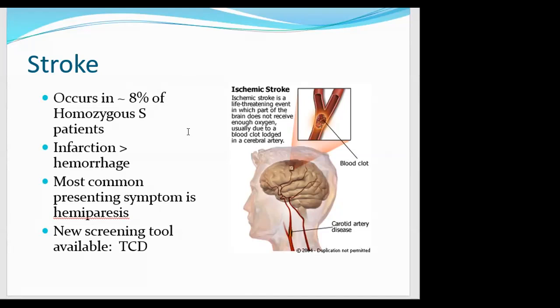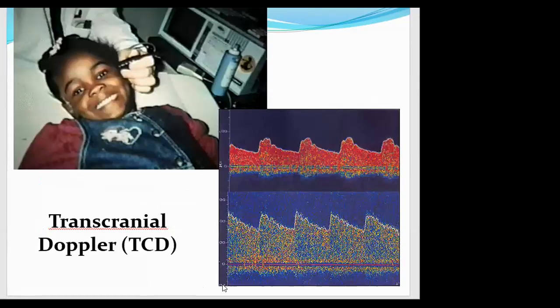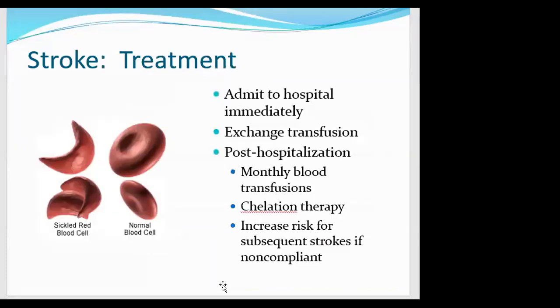But we do monitor patients for this. We do a yearly ultrasound of their brain to assess the blood flow to the brain, to make sure it's a strong, steady blood flow. It's called a TCD, a transcranial Doppler. We will do that yearly for our patients who have hemoglobin SS disease, or true sickle cell disease, just to make sure that their blood flow is great and try to prevent those strokes from happening.